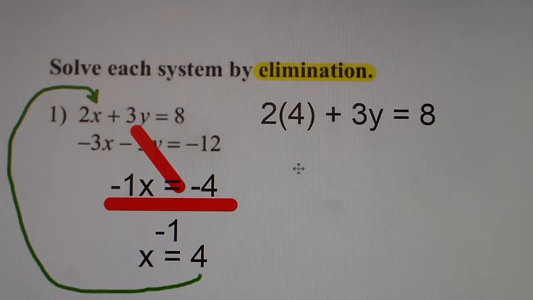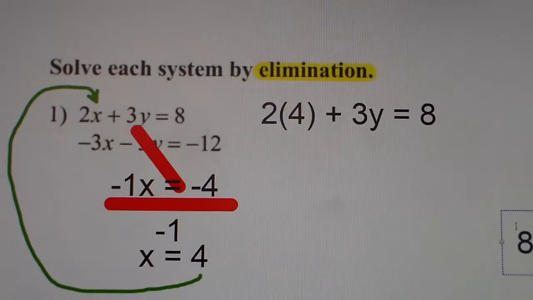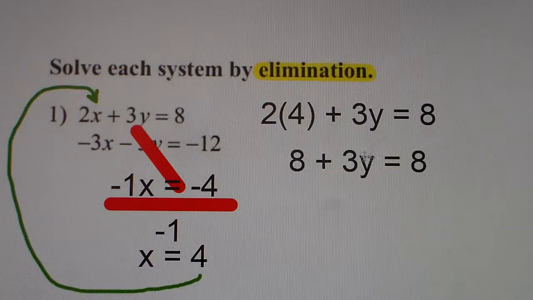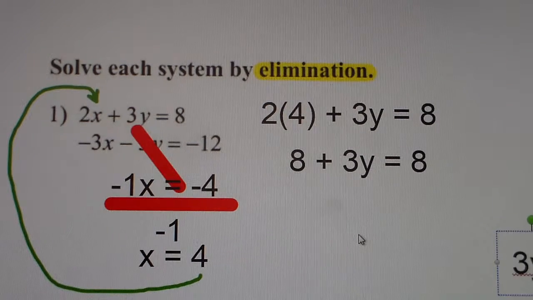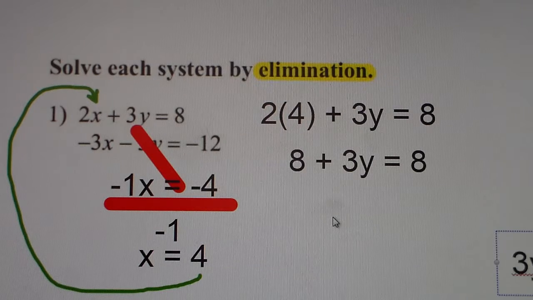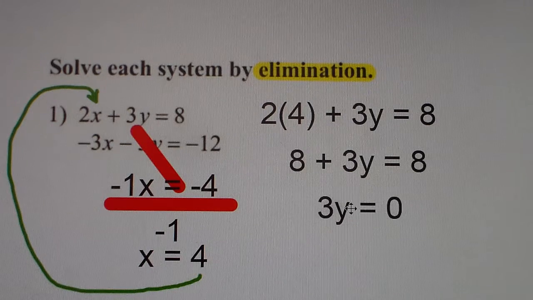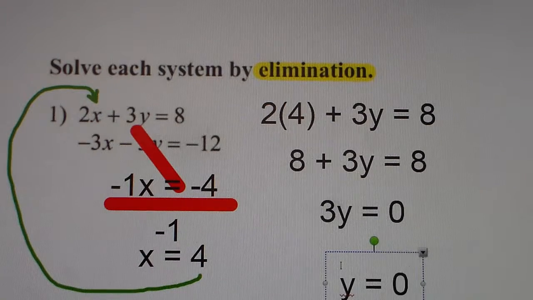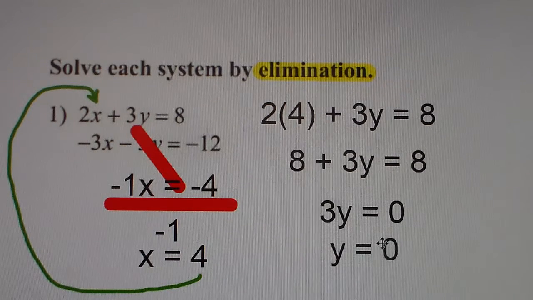Now 2 times 4 gets you 8. So you have 8 plus 3y equals 8. Then you can subtract 8 from both sides and you're going to get 3y equals 0. And then you're going to divide by 3 on both sides and you find out that y equals 0. So our final answer is going to be 4, 0, the coordinate.